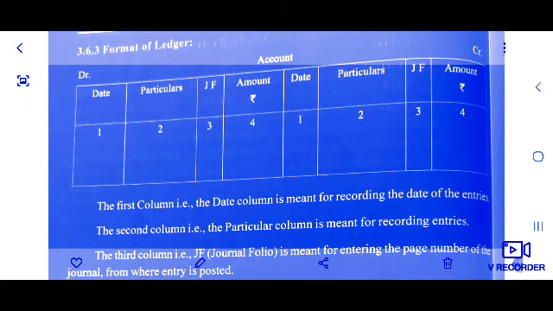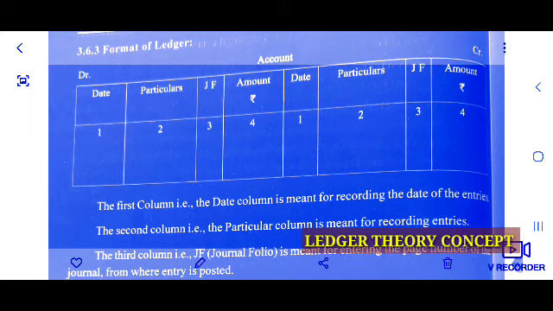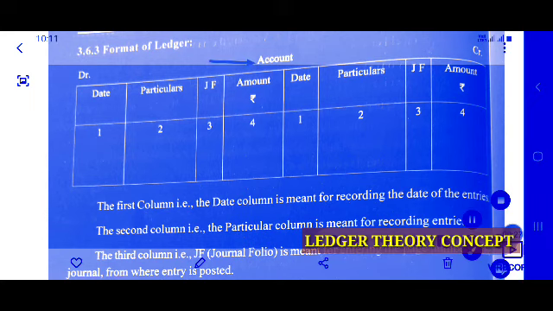So this is a format of a ledger. Imaginary figure of a ledger. So it is an account. So name of an account, for example, cash account, a sales account, a capital account. Which account you are preparing, that name of account you have to write.